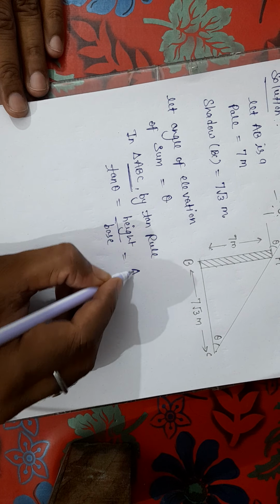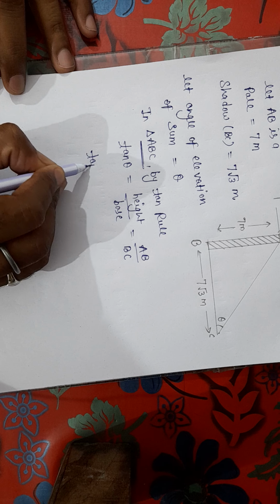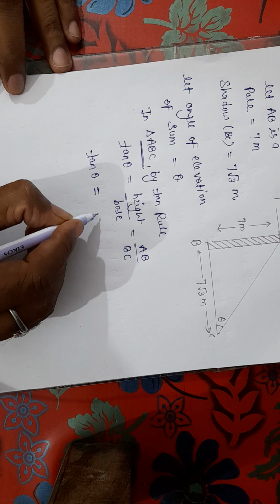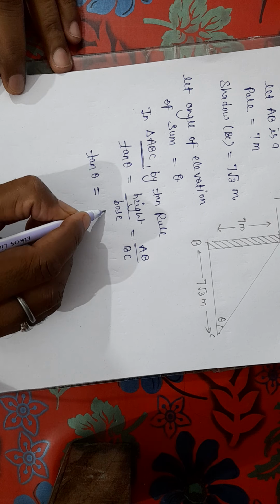Okay, so AB and BC, we will put the values of AB and BC as given here. So tan theta equals AB upon BC. AB equals 7 and BC equals 7 root 3. Got it? Now 7 and 7 will cancel here, and tan theta becomes 1 upon root 3.